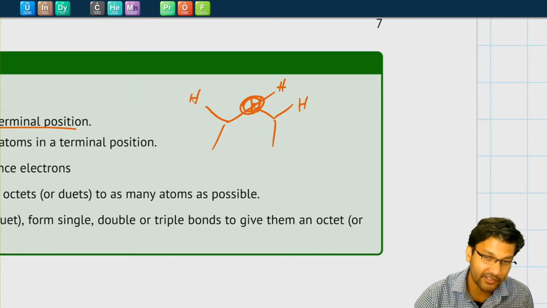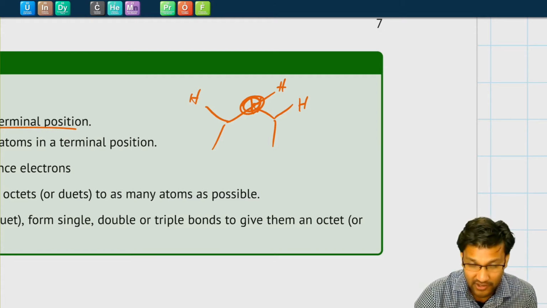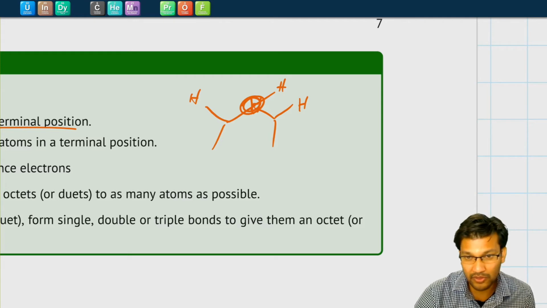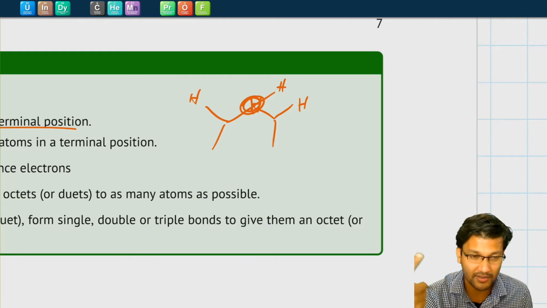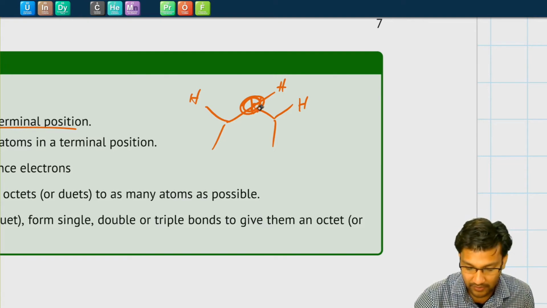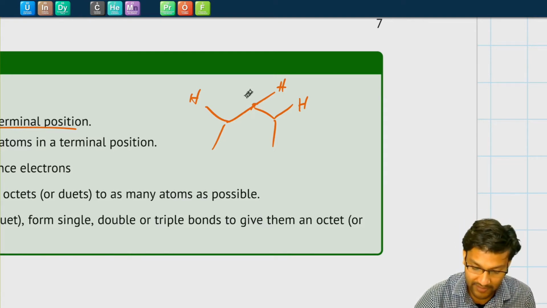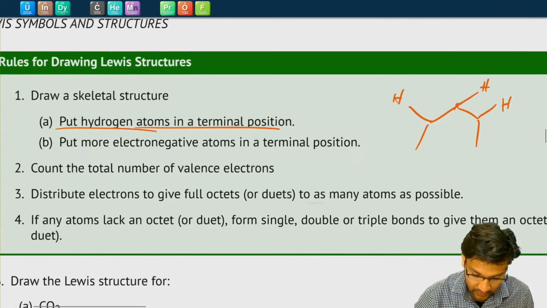Because why? Hydrogen can only ever have a duet, which means that it can only ever have 2 electrons in its valence orbital. We know 2 electrons is the same as 1 bond, which means hydrogen can only ever form 1 bond. So it can never be in the middle because to be in the middle, you need to form more than 1 bond. So it can only ever be at the ends. So that's one of the rules.